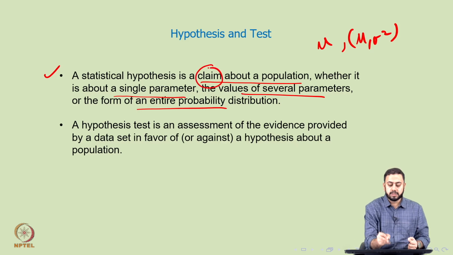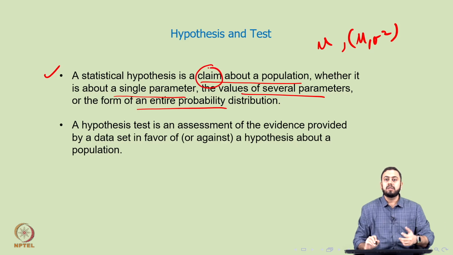So this term claim is sort of important. We're claiming something about the population. It might be about a single parameter, several parameters, or the form or the structure of the entire probability distribution. Secondly, a hypothesis test is an assessment of the evidence provided by a data set in favor of or against a hypothesis about a population.